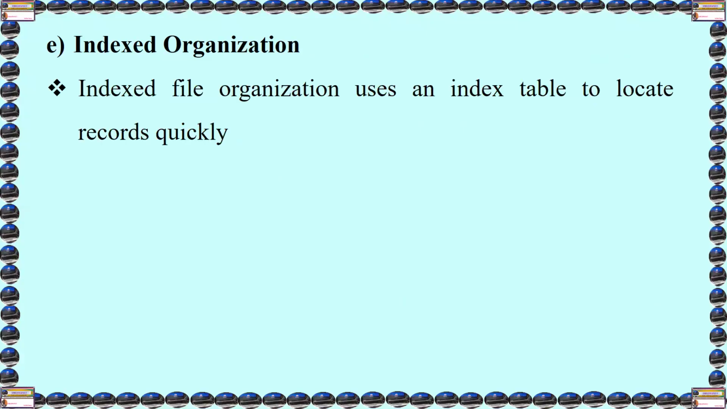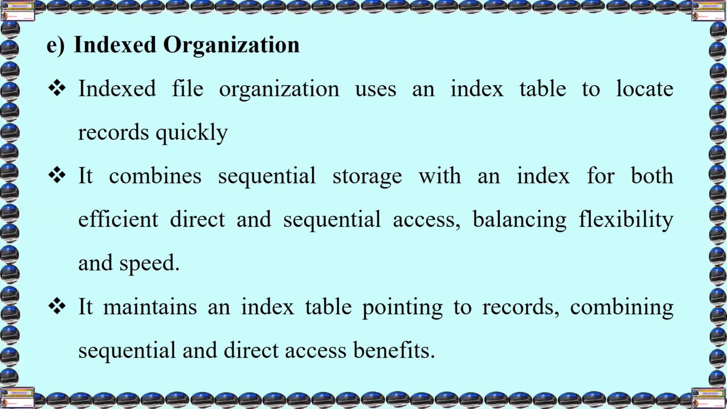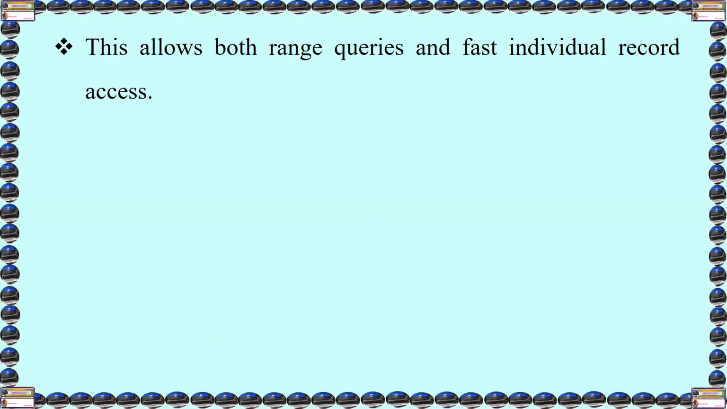The last method of file organization is called indexed organization. Indexed file organization uses an index table to locate records quickly. It combines sequential storage with an index for both efficient direct and sequential access, balancing flexibility and speed. It maintains an index table pointing to records, combining sequential and direct access benefits. This allows both range queries and fast individual record access.